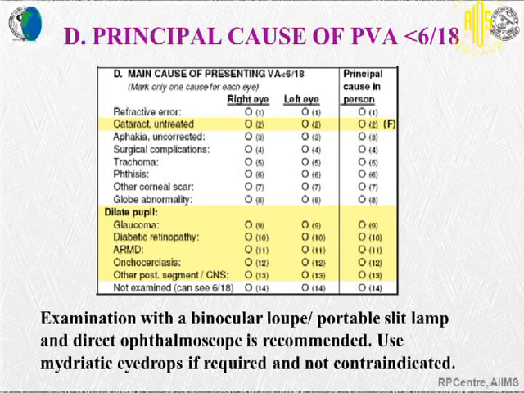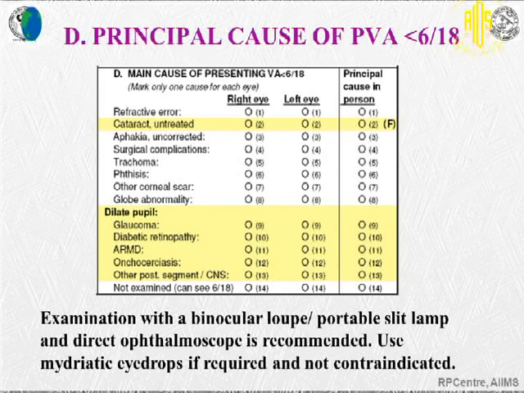Then comes the next section, principal cause of presenting visual acuity less than 6/18. This section has to be entered for all the cases with visual acuity less than 6/18. If you think there could be another cause beyond cataract or refractive error, please dilate the patient and examine with an ophthalmoscope or a portable slit lamp, whichever you think appropriate. Do a fundus examination, a corneal examination, and look for signs of glaucoma or any other disease which might be causing a diminution of vision.